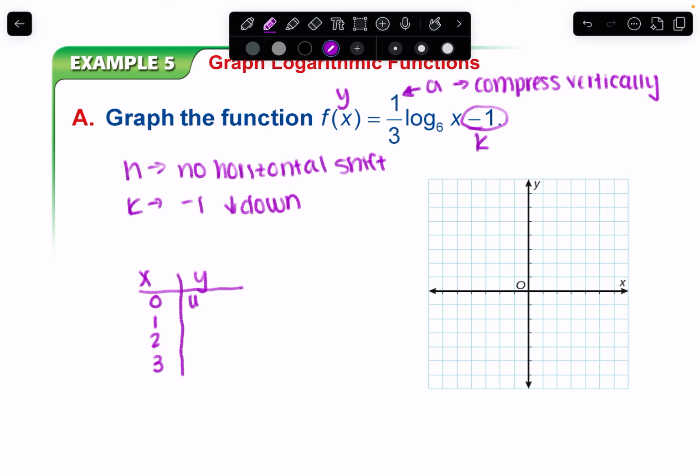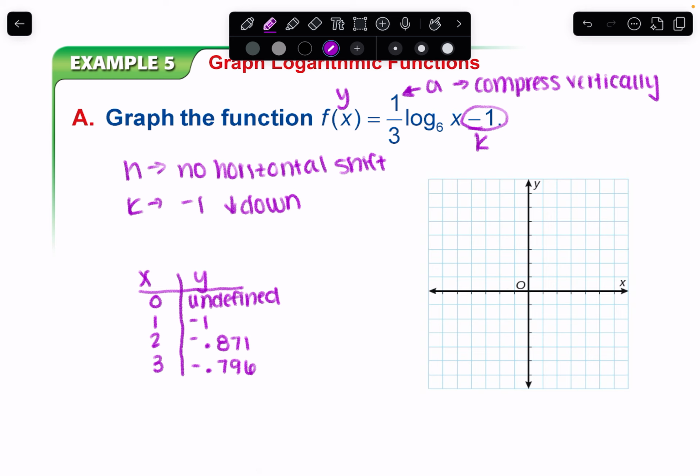Whenever you plug in 0, you should get undefined. When you plug in 1 to x, you will get -1. When you plug in 2, you're going to get around -0.871. And then when you plug in 3, you will get -0.796. So you are then graphing those.